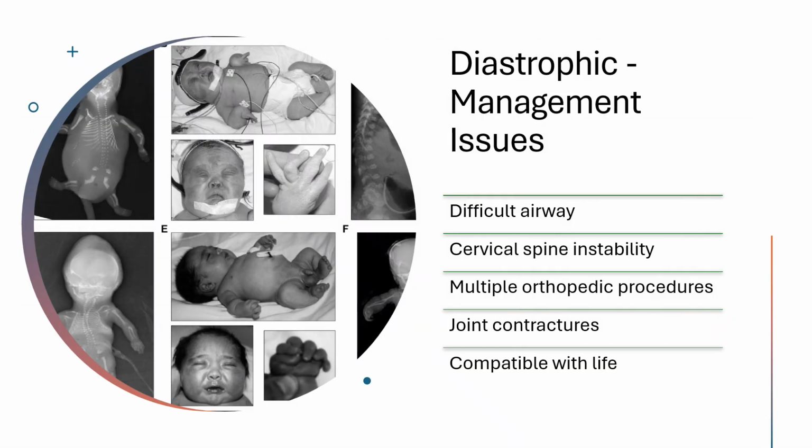Now that we understand the clinical features of dystrophic dysplasia, let me walk you through the management challenges these create, and why understanding these connections helps you provide better care. Think of this as learning how each anatomical abnormality translates into specific medical problems that require ongoing attention. The difficult airway represents our first major challenge, and understanding why this develops helps you prepare for it.